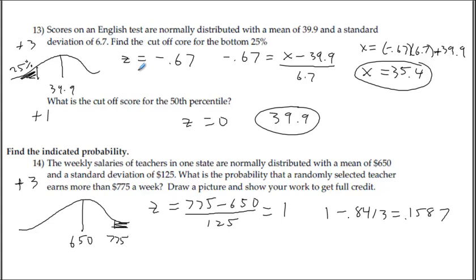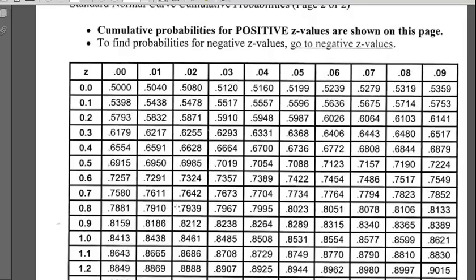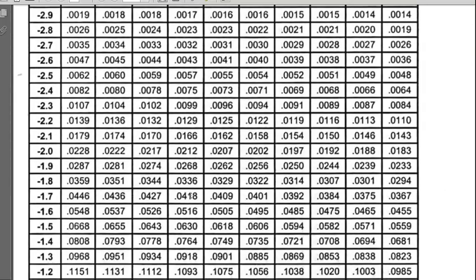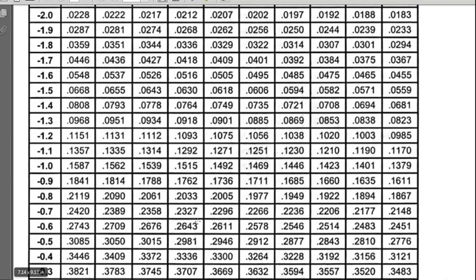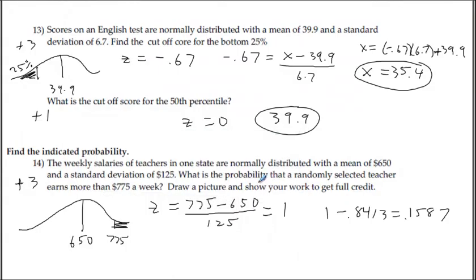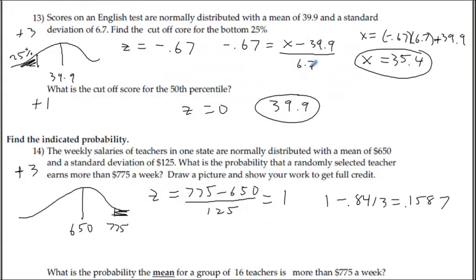And then on 13, they want the bottom 25%. So if you look that up again on your Z table, the bottom 25% is 0.67. If I pull that up real quick, the bottom 25% is right about here. So about 0.67 right there. That's the bottom 25%, negative 0.67. And then same thing, cross multiply here by the standard deviation, add 39.9. So about a score of 35.4 would be the cutoff for the bottom 25%.